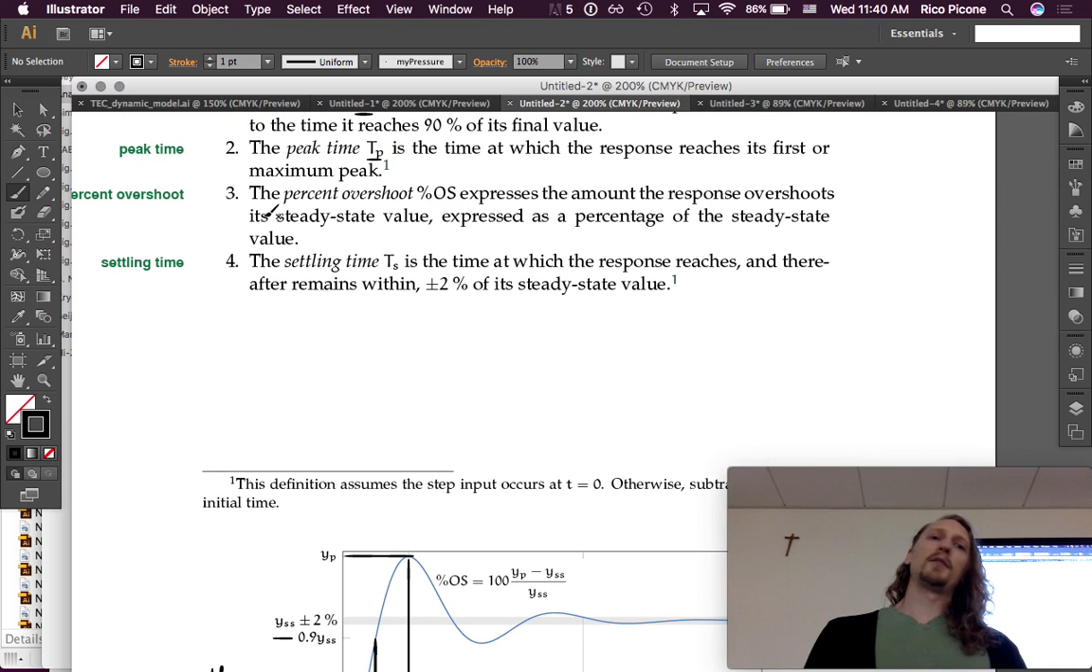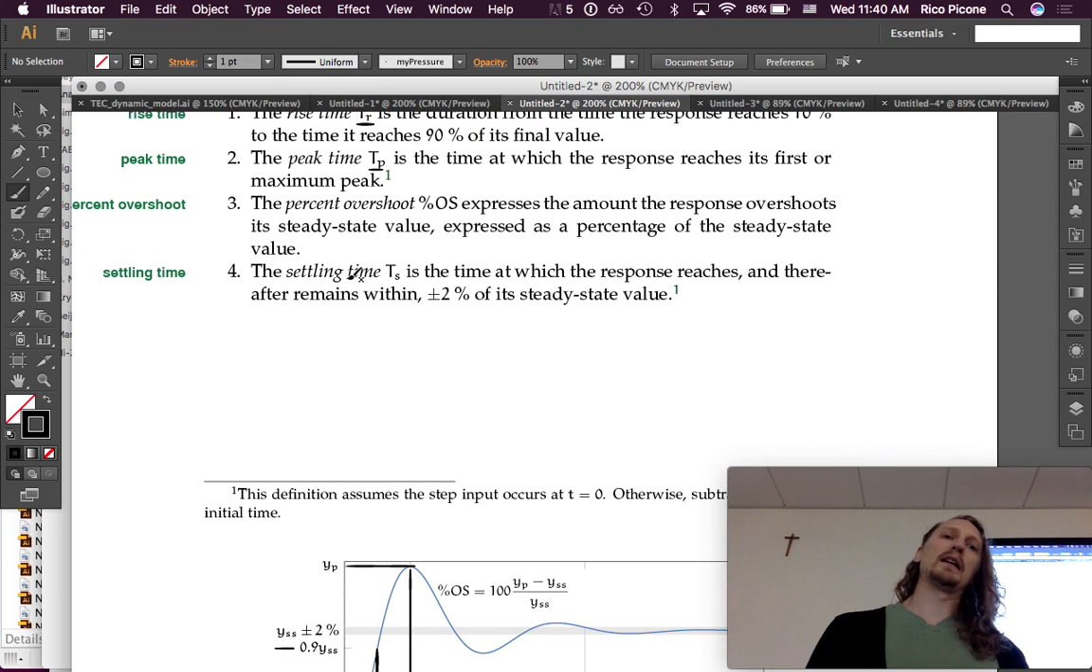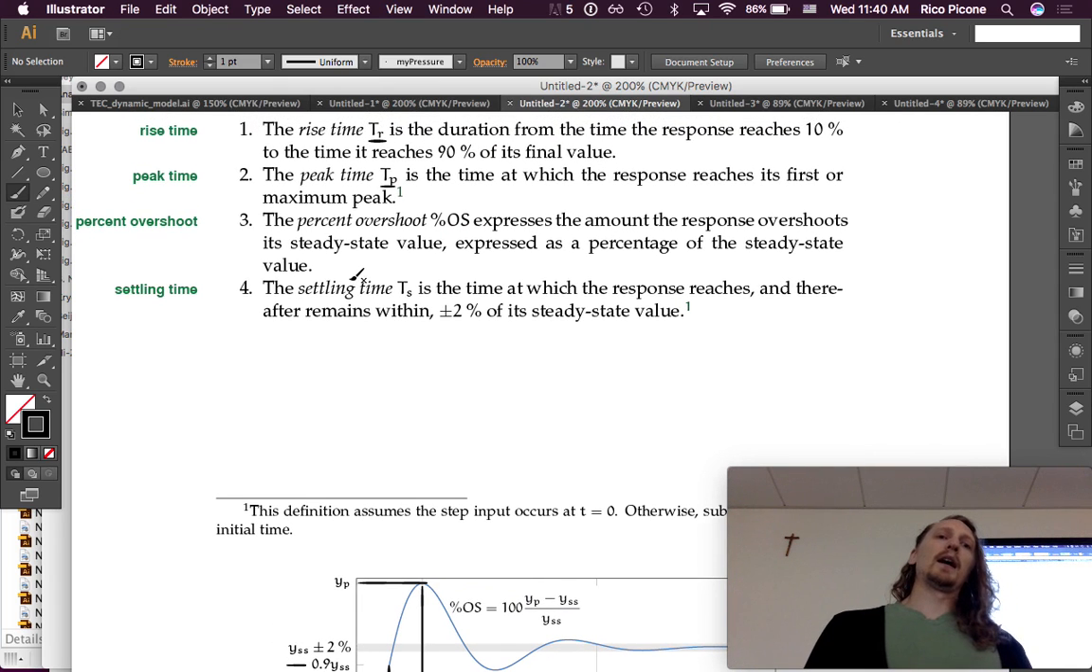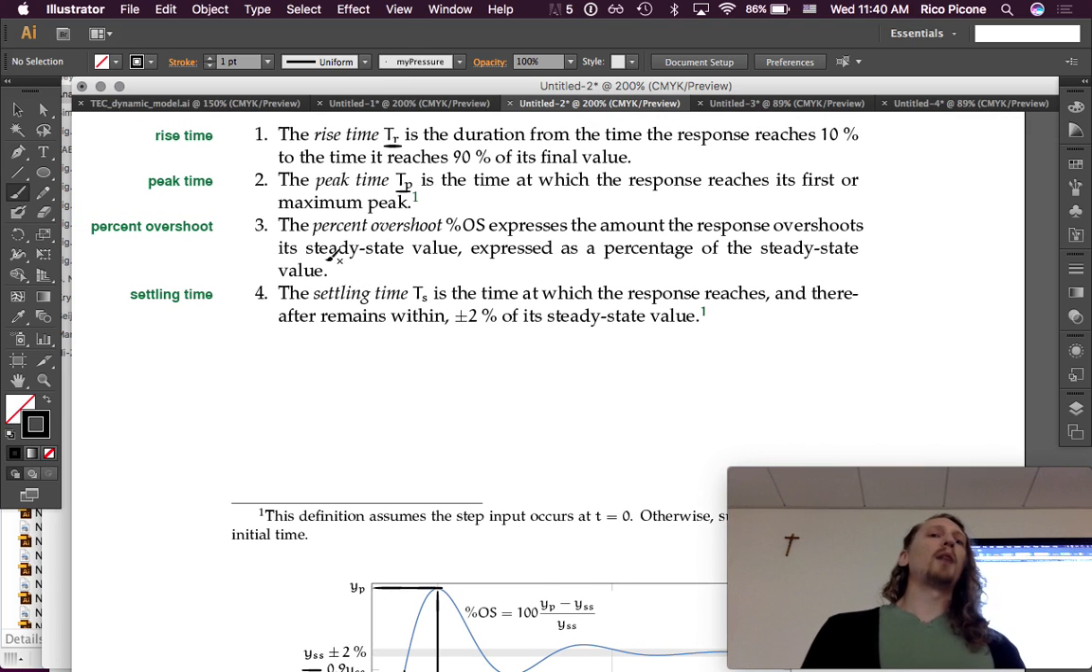Three, the third one, is percent overshoot. Actually, 3 and 4 are the ones that I would say are more commonly used. The first two are less commonly used. The latter two are more commonly used. So, the percent overshoot expresses the amount the response overshoots its steady state value, expressed as a percentage of the steady state value.